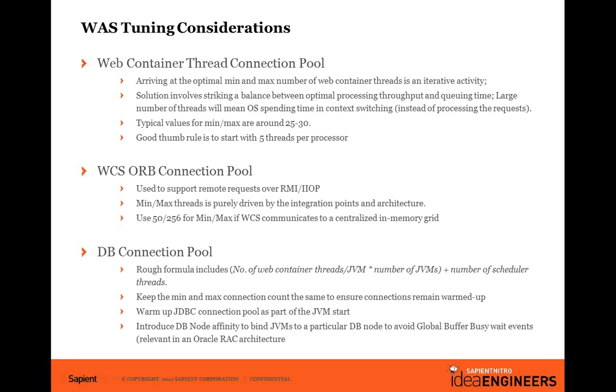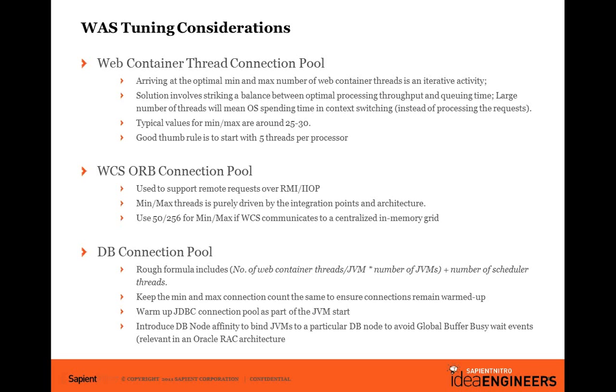So we need to arrive at the min and max of web container threads in a very iterative fashion. It depends on a lot of factors. How many CPUs do you have in your boxes? Are they dual core, quad core, single core? Do they even have hyper-threading? A lot of these would also play a role.